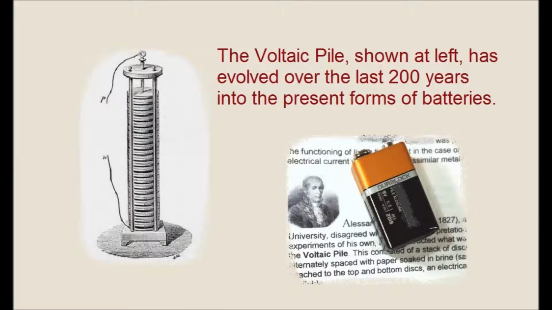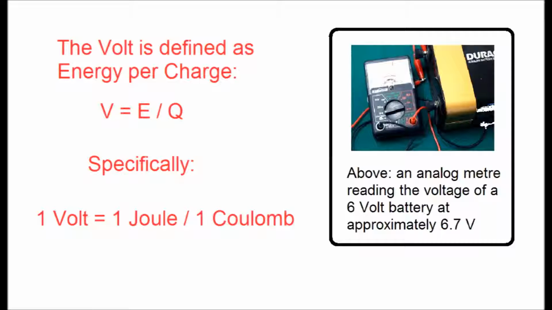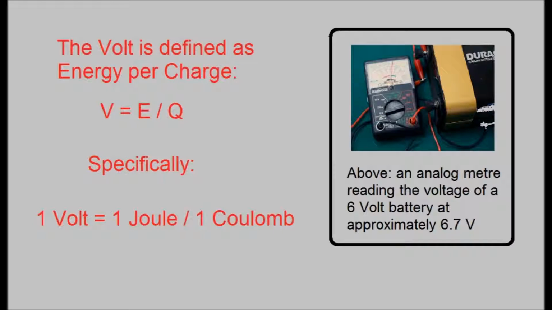This consisted of a stack of discs of zinc and copper alternately spaced with paper soaked in salty water. When a wire was attached to the top and bottom discs, an electrical current was continuously available. The electromotive force between the top and bottom discs is measured in volts, and this is often described as being a measure of electrical pressure. But a more rigorous definition of the volt is in terms of energy per charge. Specifically, 1 volt is defined as 1 joule per coulomb, so V equals E over Q.